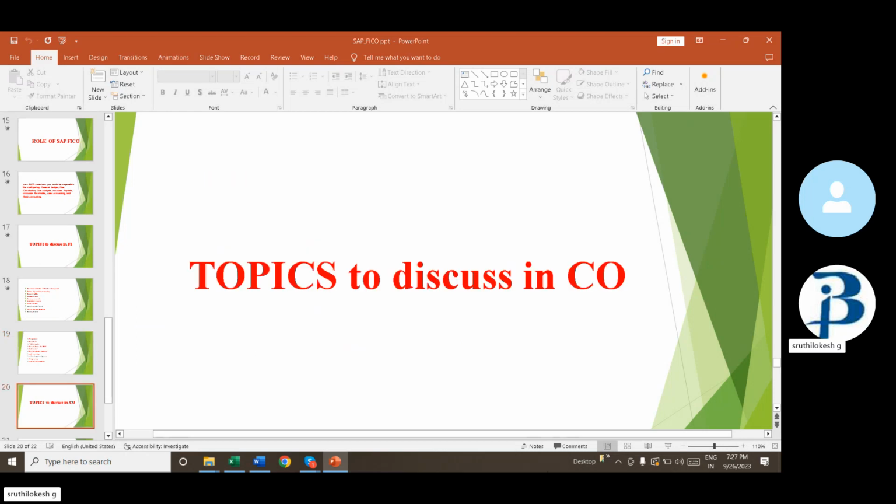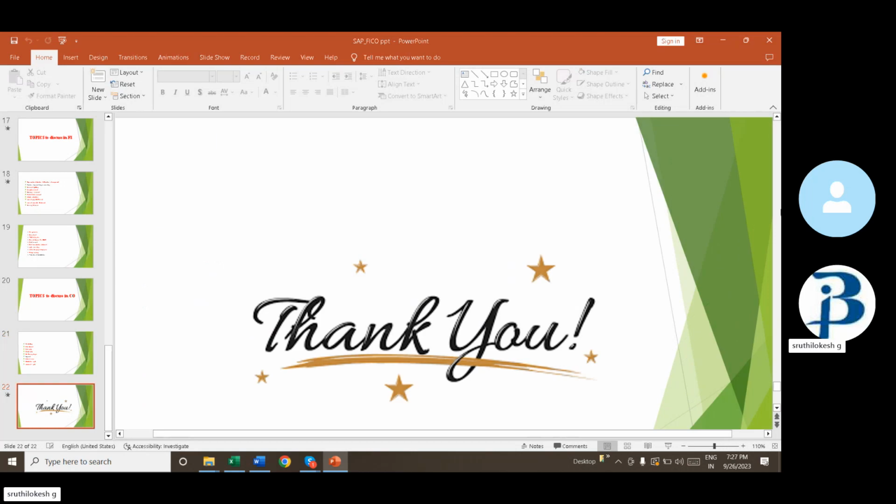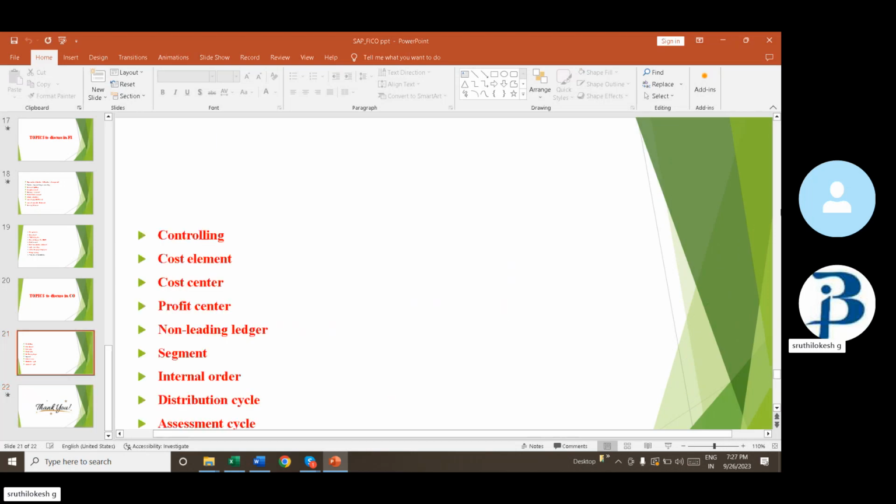Topics in CO: controlling, cost element. These are mostly linked up with FI. All these topics are mostly linked up with FI. Some parts, some points will be linked up. The controlling part is linked up with FI.